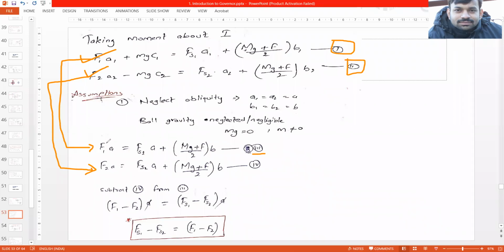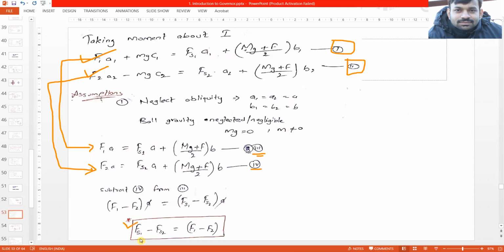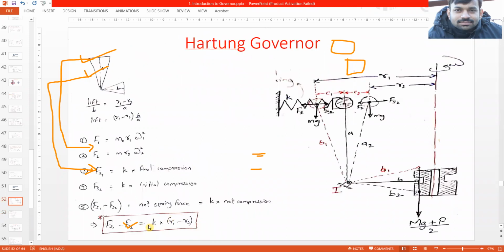Now what we'll do is subtract the fourth equation from the third. Why? Because we want another equation for the difference in the spring force. One equation of spring force we derived over here, and another equation for the difference in the spring force would be calculated by this. So once we subtract these equations, we get Fs1 minus Fs2 is equal to F1 minus F2. So the change in the spring force would be equal to the change in the centrifugal force. And we'll equate these two equations.